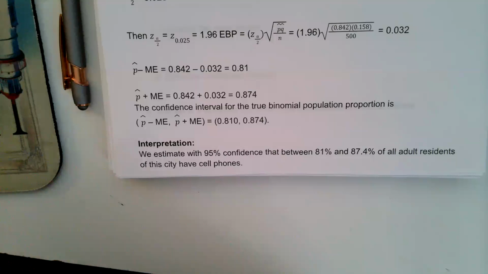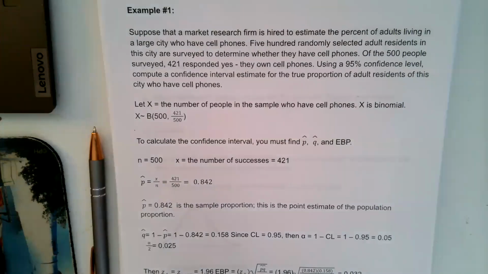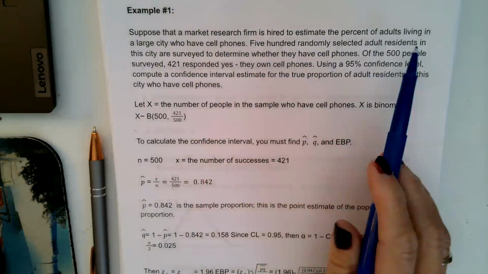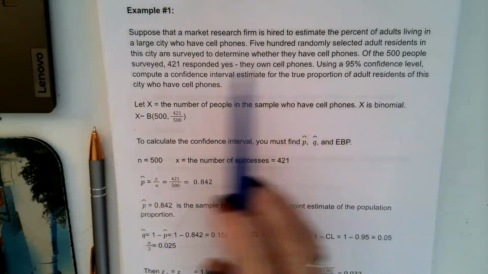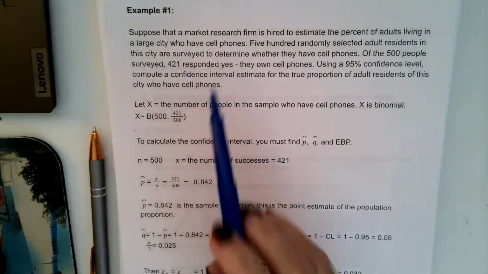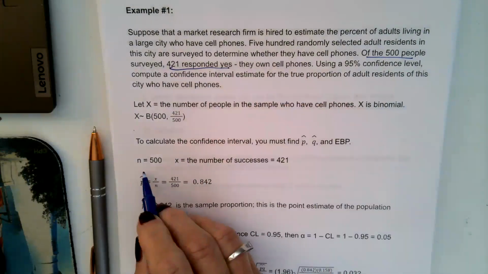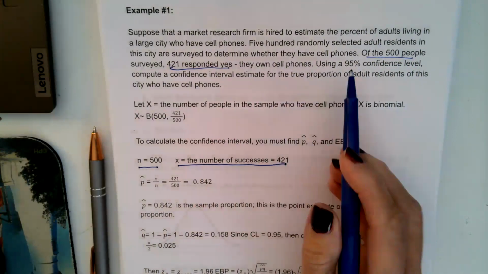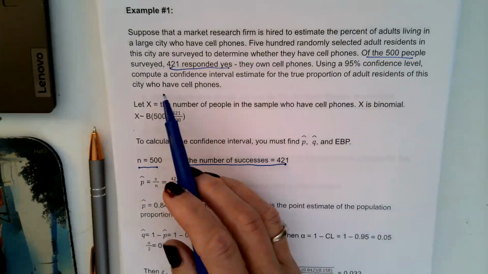So the first example I have done for you here in the notes so that you can just follow along. Suppose that a market research firm is hired to estimate the percent of adults living in a large city who have cell phones. 500 randomly selected adult residents in this city are surveyed to determine whether they have cell phones. Of the 500 surveyed, 421 responded yes. So our sample size is 500 and the number of successes was 421. Using a 95% confidence level, compute a confidence interval estimate for the true proportion of adult residents of the city who have cell phones.